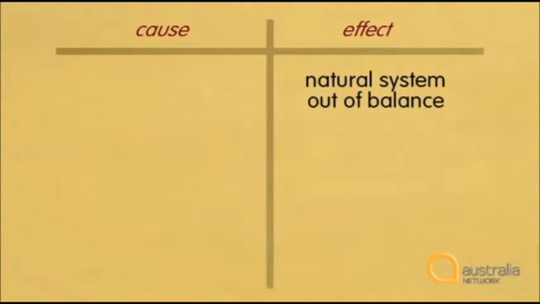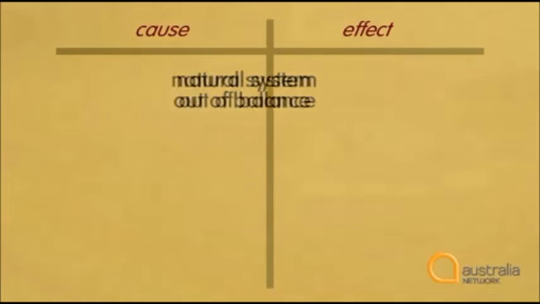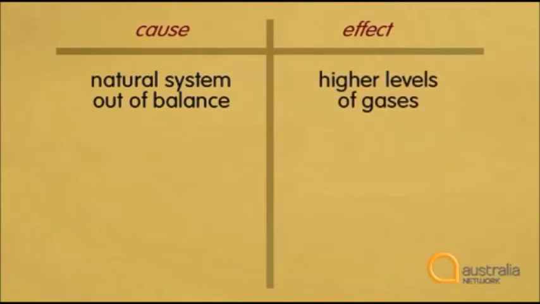It's put the whole system out of balance, which has resulted in higher levels of gases in the atmosphere. So here, the natural system out of balance is now a cause. It has resulted in, or caused, higher levels of gases in the atmosphere. This is an effect. To express these relationships, there are many different word choices.